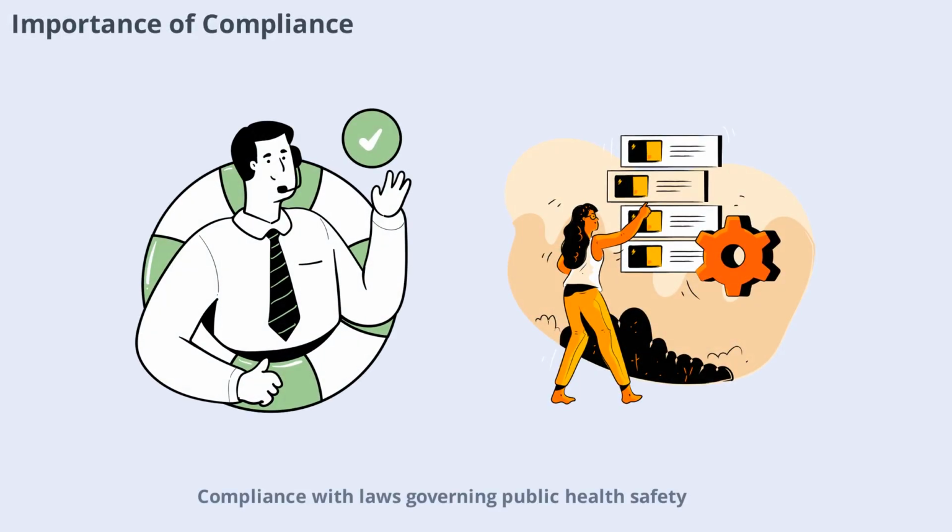Compliance with laws governing public health, safety, and property is crucial for maintaining a harmonious society. These sections emphasize the need for honesty, responsibility, and respect for others. By understanding and following legal requirements, individuals contribute to the well-being and stability of their communities.